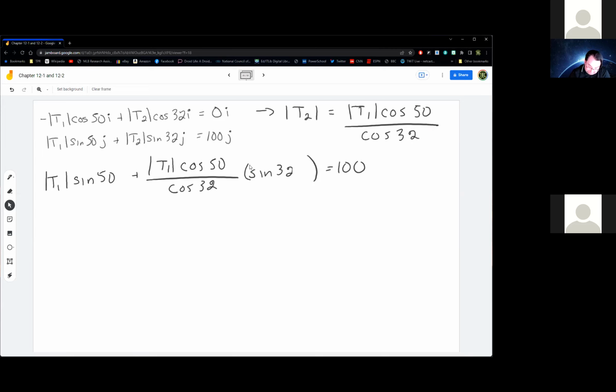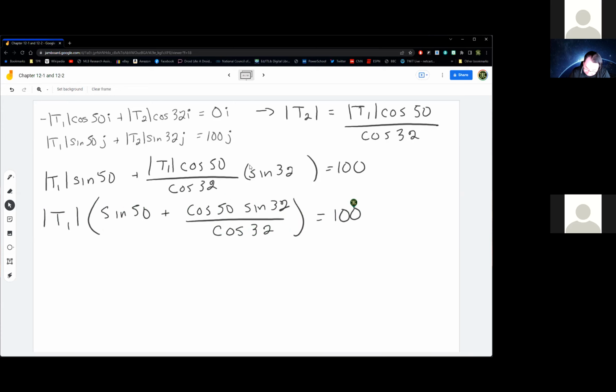All right, so I have now the magnitude of T1, and then I have sine of 50 plus cosine of 50 sine of 32 over cosine of 32 equals 100. So I can take 100 divided by sine of 50 plus cosine of 50 tangent of 32 and get my answer.